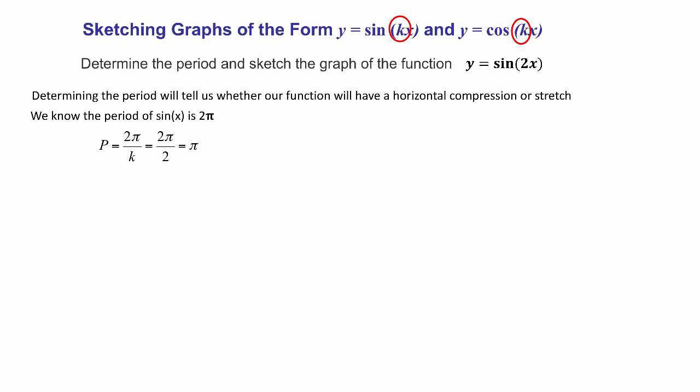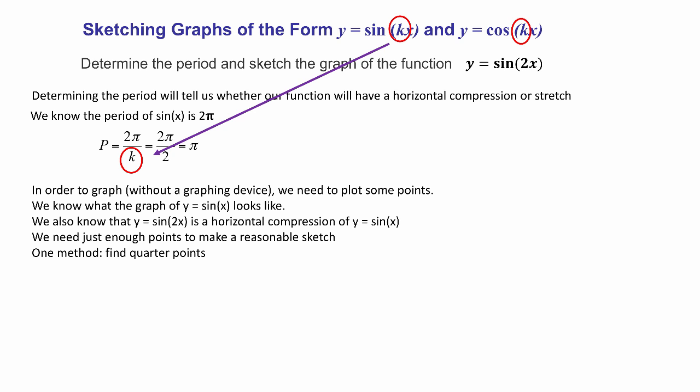Remember that whenever you have a multiplier of your input, you're going to affect the horizontal stretch or compression. So in this case, we have determined that we have a smaller period than we did before, so we are compressing our curve. Now we're going to graph this curve. We need to plot some points.